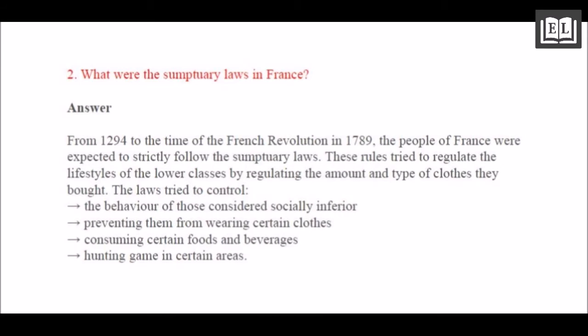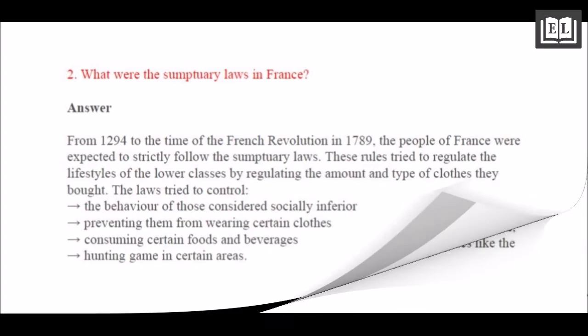The laws tried to control the behavior of those considered socially inferior, preventing them from wearing certain clothes, consuming certain foods and beverages, and hunting game in certain areas.